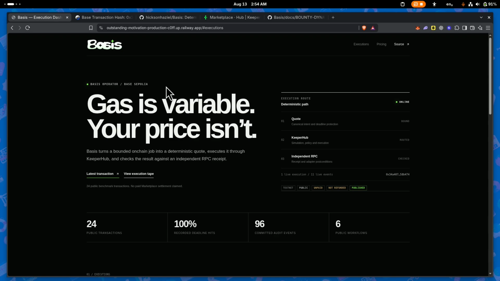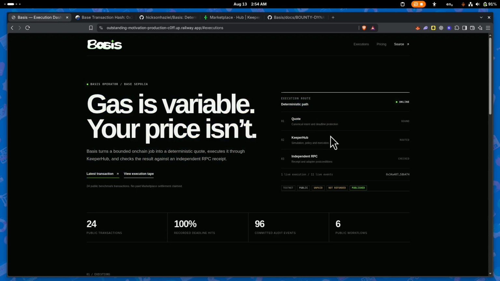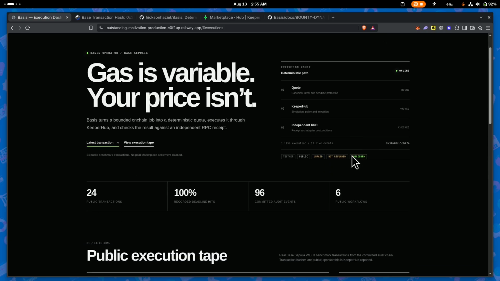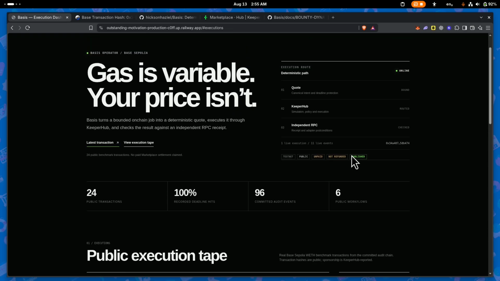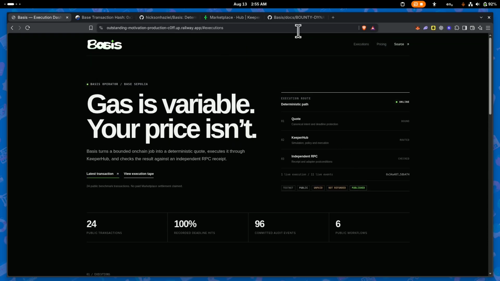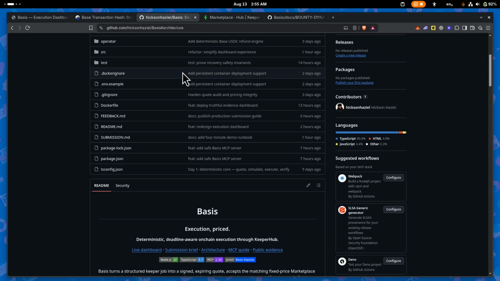Agents can decide what should happen, but execution cost is not fixed. Gas congestion, urgency, retries, and failure exposure can change every request. A static price either overcharges the buyer or loses money to the seller. Basis turns that uncertainty into deterministic code.